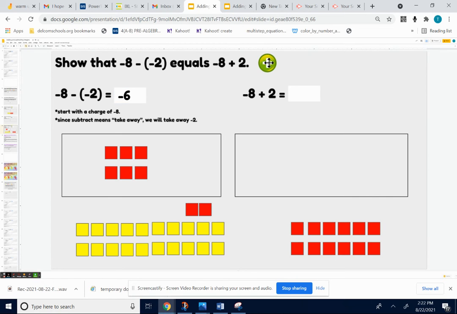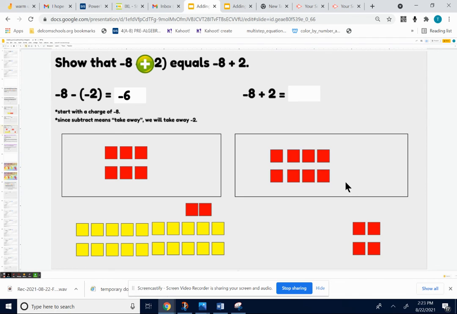Now if you would have changed that minus and negative into a plus sign instead, you would have -8 plus 2. So let's show it this way. That's just combining. Remember, add means combine. So -8. Start with the charge of -8. Now this means add. It means combine. Combine to that a charge of 2.